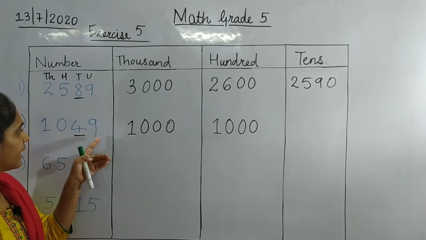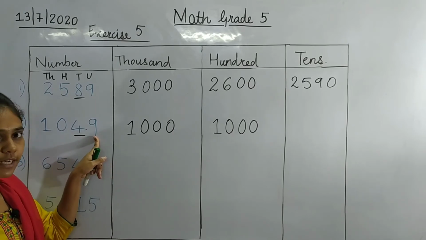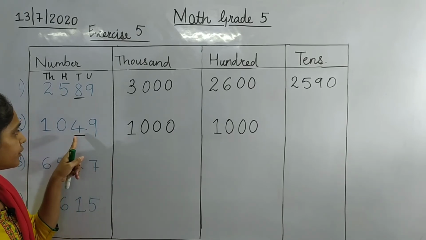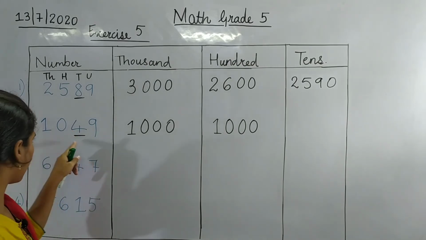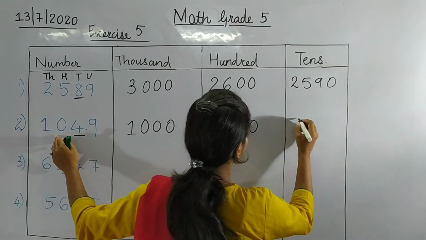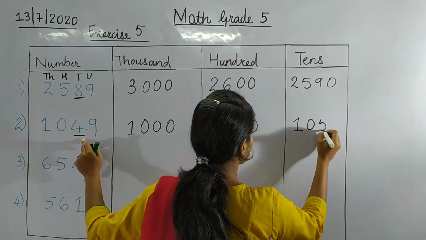9 is after 4, and 9 is greater than 5. So what we do, if the number is greater than 5, we add 1 to the previous number. So 4 plus 1 gives us 5 now. So this becomes 1, 0.